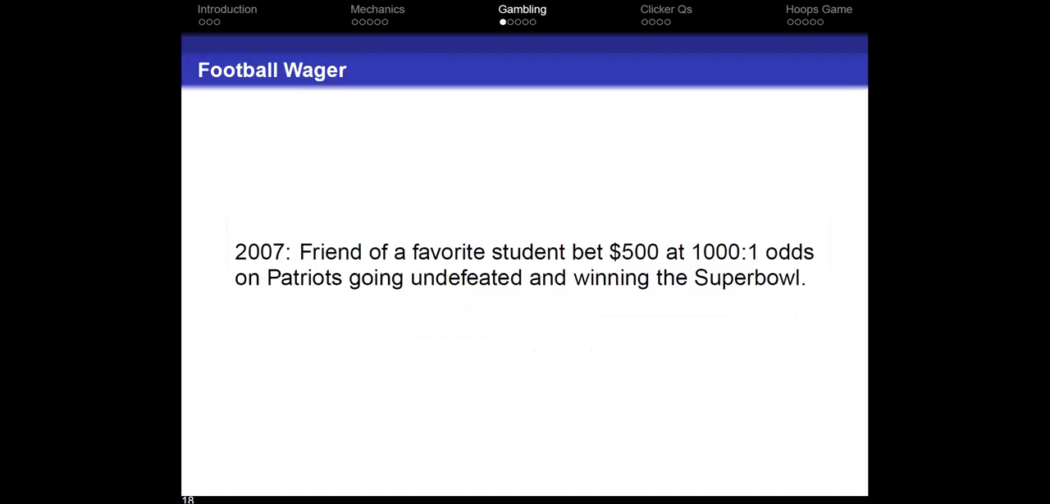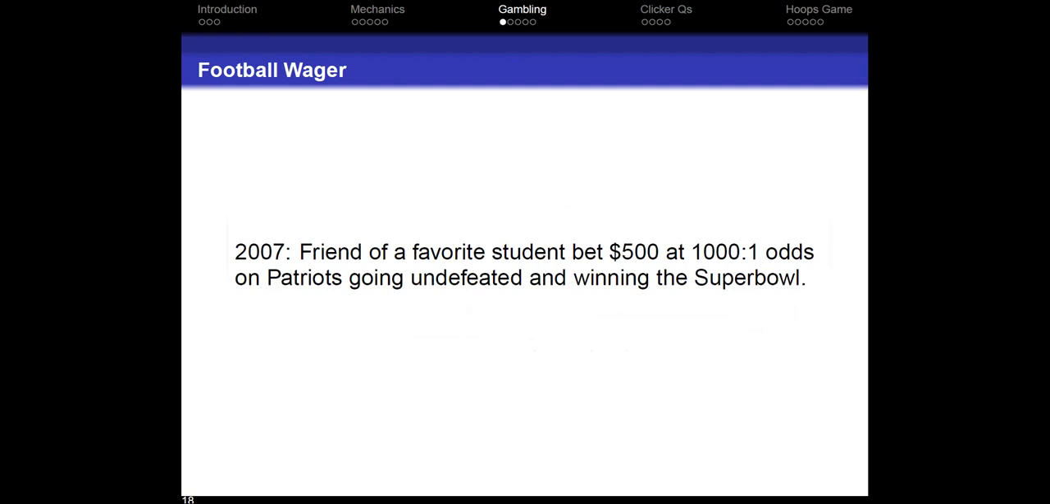All right, so gambling. Obviously I do not encourage anything that is illegal. This is merely for theoretical entertainment. All right, so in 2007, a friend of one of my favorite students bet $500 at 1,000-to-1 odds that the Patriots would go undefeated and win the Super Bowl.